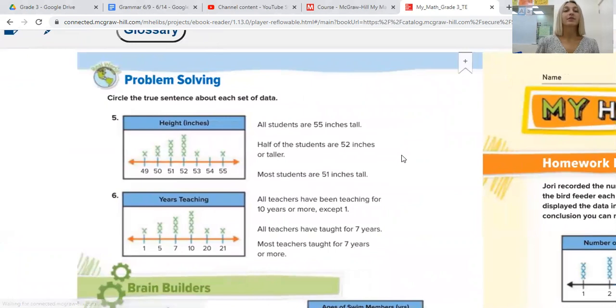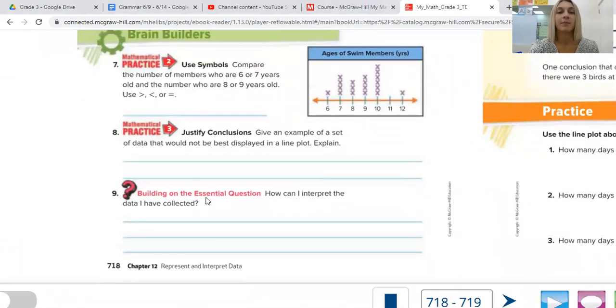Some problem solving. Circle the true sentence about each set of data. So you have number 5 here, there's 3 sentences. One of them is true. Number 6, you have 3 sentences, one of them is true. So read all 3, decide which one is true, and circle it. And last, we have a couple questions that go along with this line plot. Number 7 says compare the number of members who are 6 or 7 years old and the number who are 8 or 9 years old.